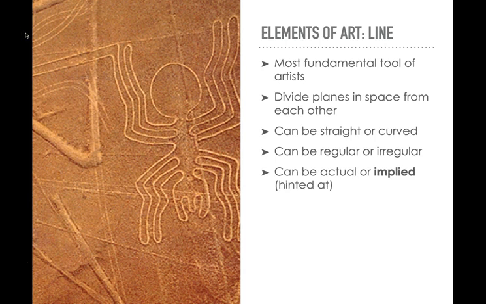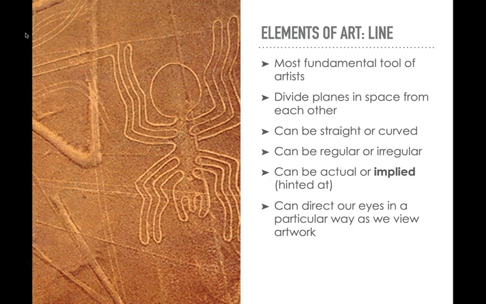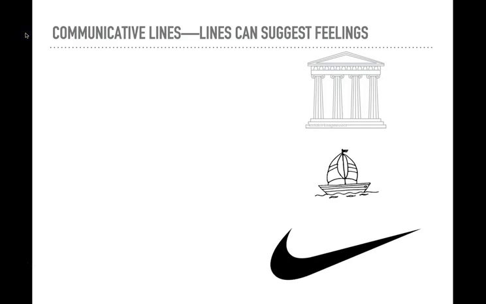So I could take two objects in a painting, and if they line up with each other, they could imply a line. Lines can direct our eyes in a particular way as we view artwork. Lines can also suggest feeling and communicate. For example, look at this building on the top right. It has vertical lines. Vertical lines denote strength, authority, and stability.